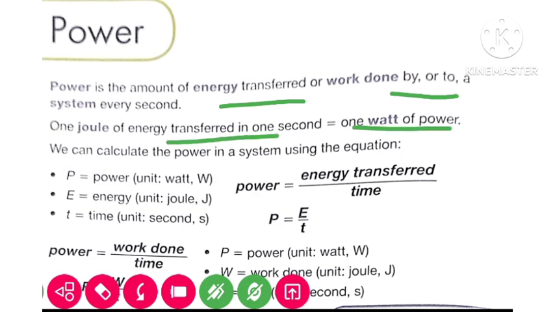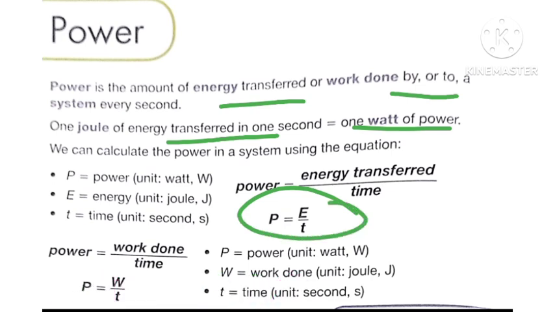So P is equal to E by t, where P is power, W is work done, and t is time. We can write P is equal to W by t, or P is equal to E by t, where E is the energy transferred and W is the work done. So what is power? Power is the amount of energy transferred or work done every second. And what is the formula? P is equal to W by t, or P is equal to E by t.